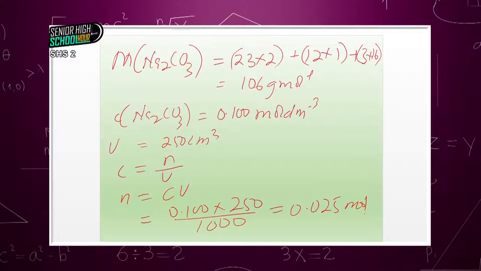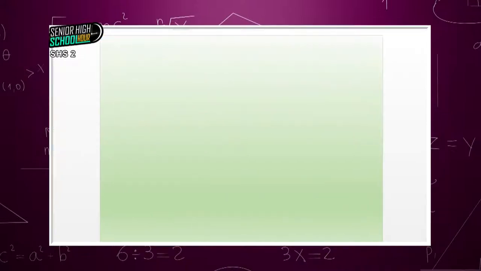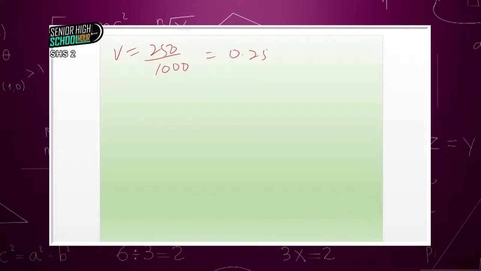I can also decide to change the volume before I do my substitution. So if I want to change the volume before I do my substitution, I'm going to have V equal to 250 divided by 1000 equal to 0.250 dm cubed. So I do my substitution into n equal to CV. C is 0.100 times 0.250, and that will give me the same thing.